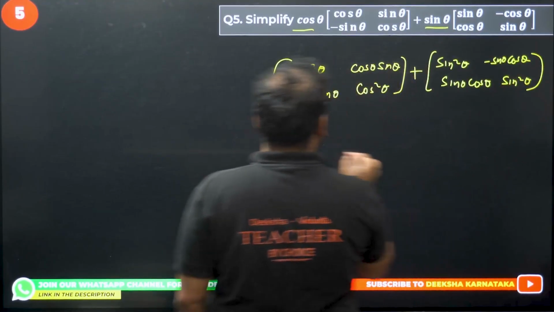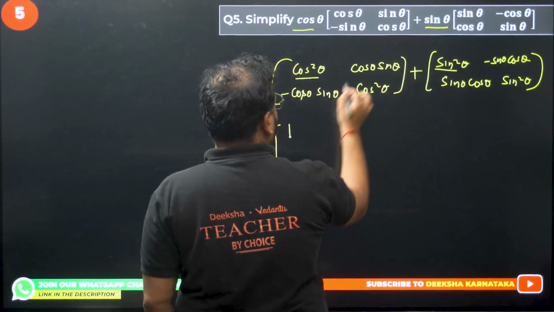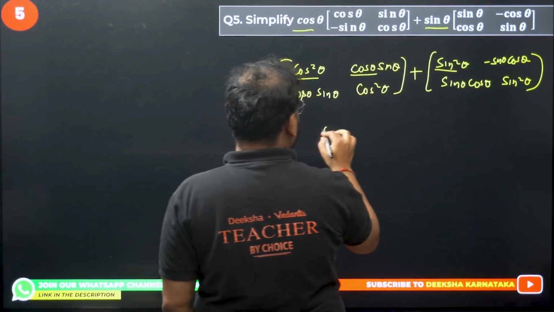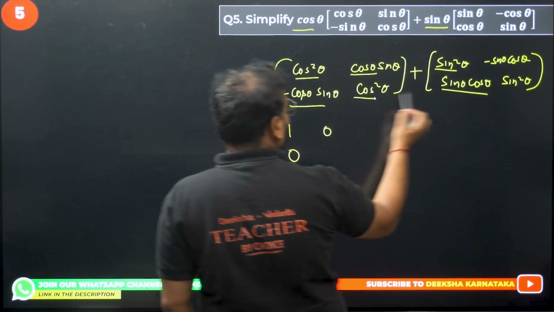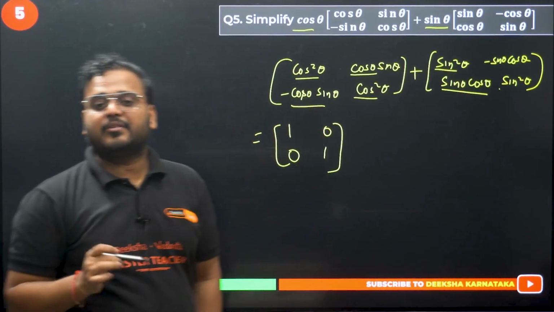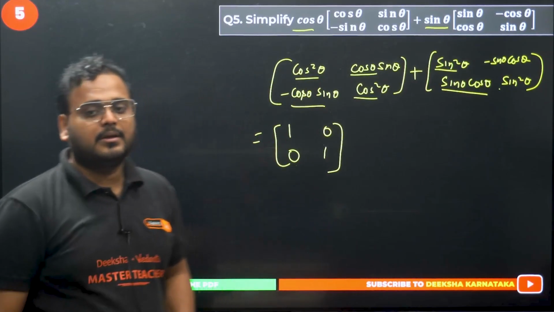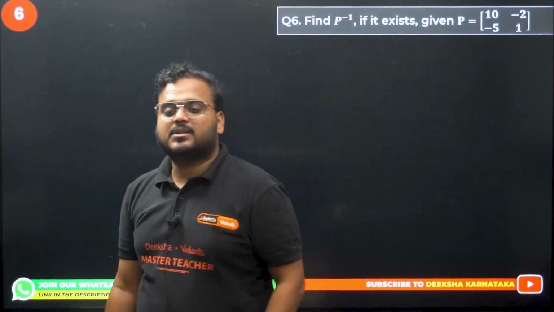Add them. Sine square plus cos square is 1. Cos sine minus sine cos is 0. Sine cos, cos sine is 0. Cos square plus sine square is again 1. We're getting the answer as the identity matrix of order 2. Question number 5 is a very simple question. It's over. Question number 6 now.